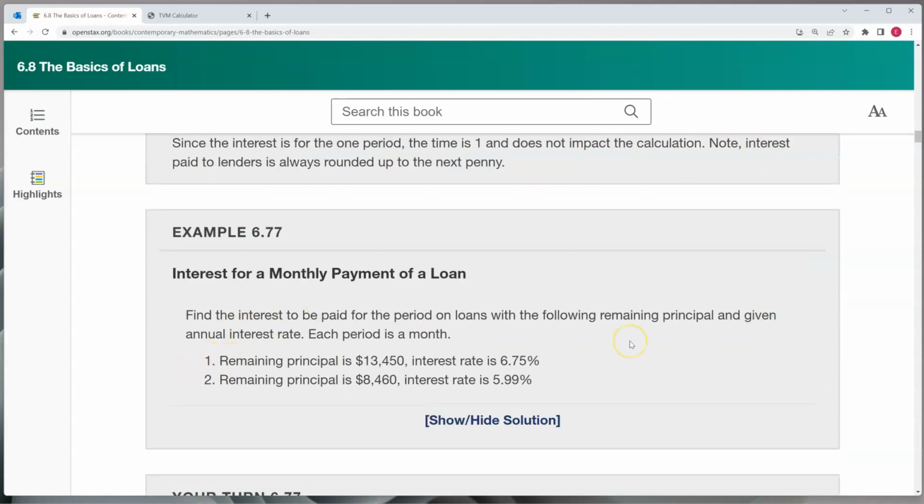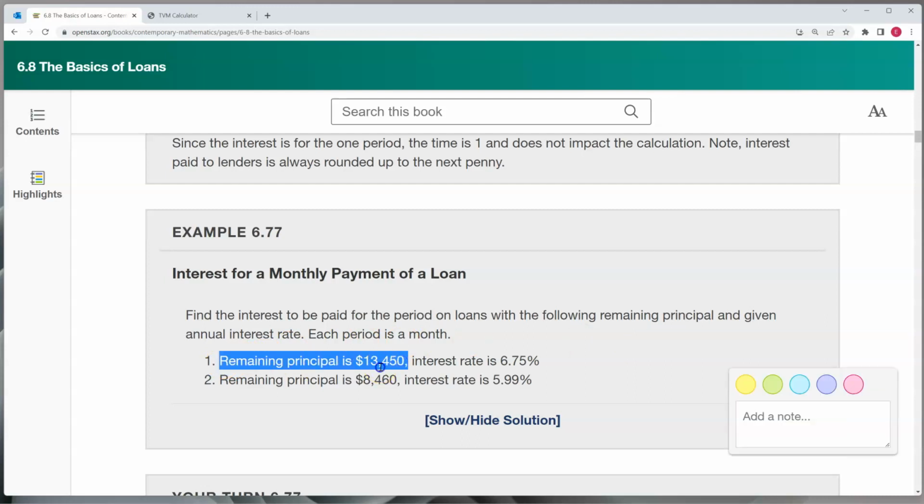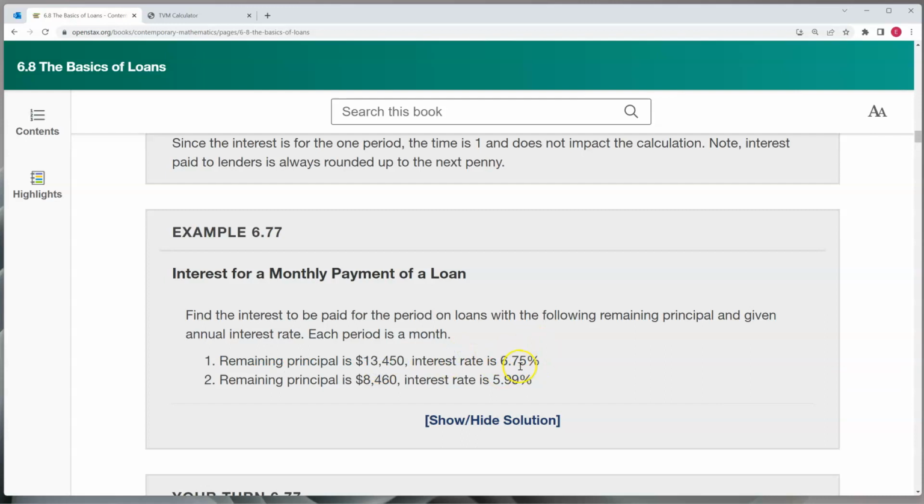We're not going to use the TVM calculator just yet. I just want to show you that if you've got a remaining balance of $13,450 and your interest rate is 6.75%, then here's kind of what you should expect to pay. You start with the $13,450, and you're going to multiply it by 0.0675, our interest rate converted to a decimal, divided by 12. This is how much interest we would be charged.